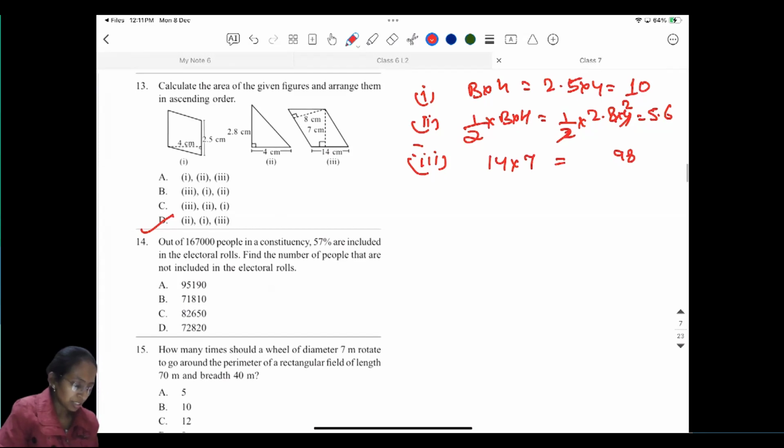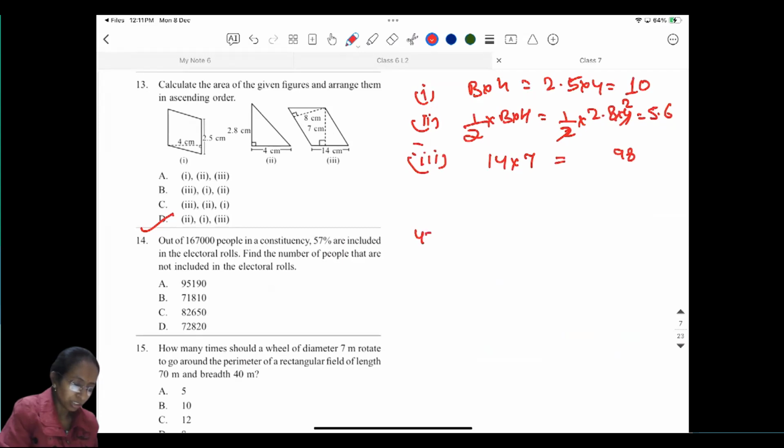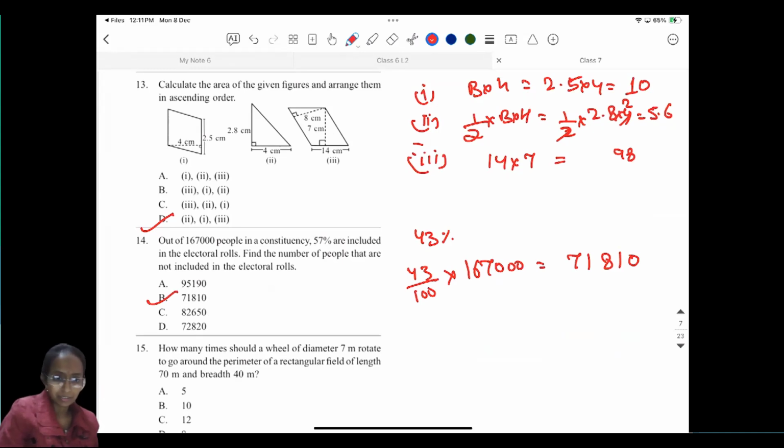Now out of 167,000 people in a constituency, 57% are involved in electoral rolls. Find the number of people that do not involve. So 57% are involved. So 43% are not involved. That means we need to find the 43% of 167,000. 43 by 100 of 167,000. That will give us as 71,810. So B is the correct answer.